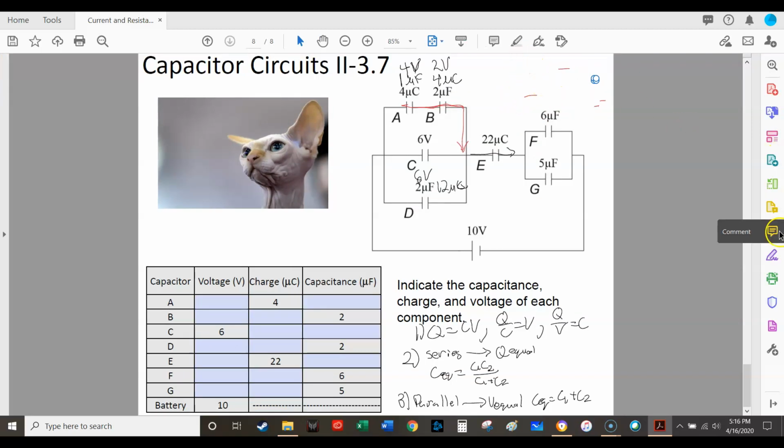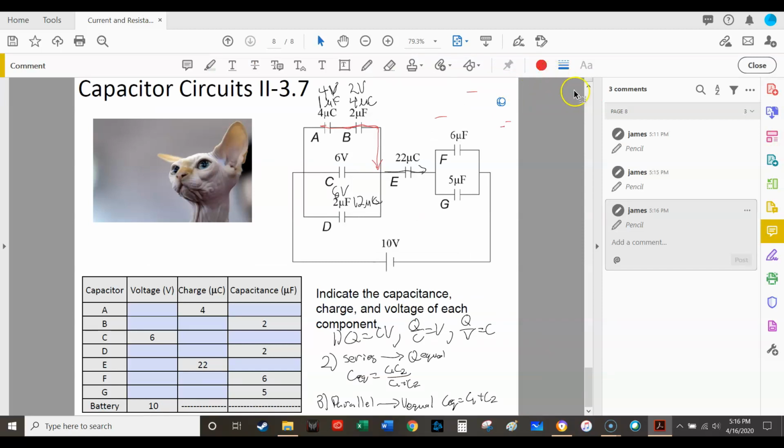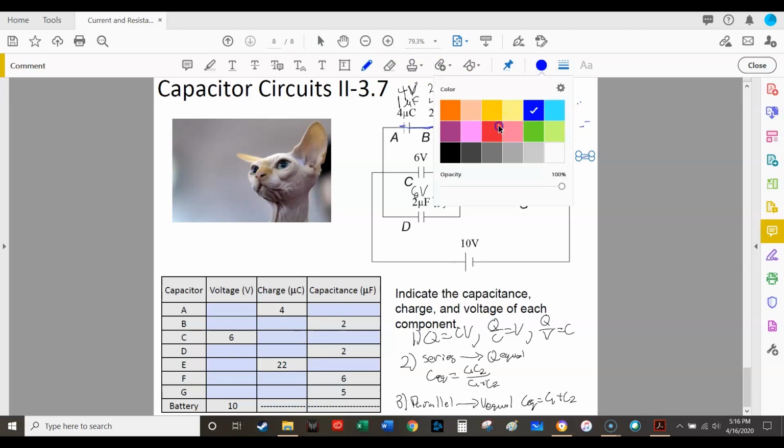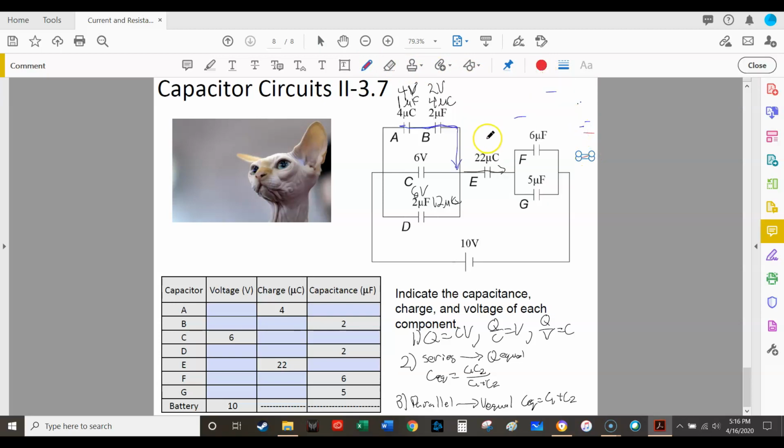Sorry about that, I'm having some technical issues. I'm trying to change colors. It's not letting me do it. So I'm going to have to try to draw this in red. So blue is going to be 4 microcoulombs.